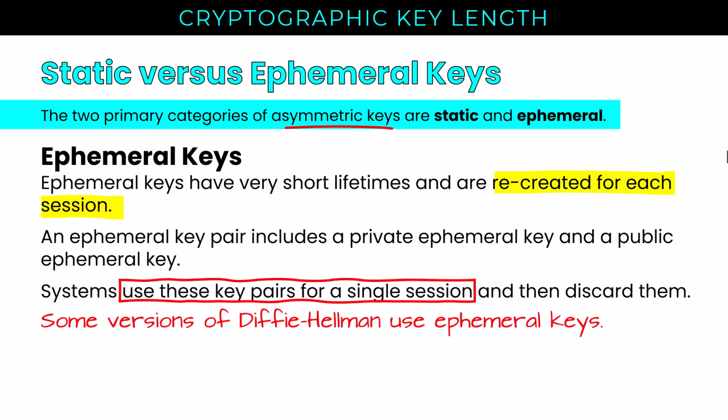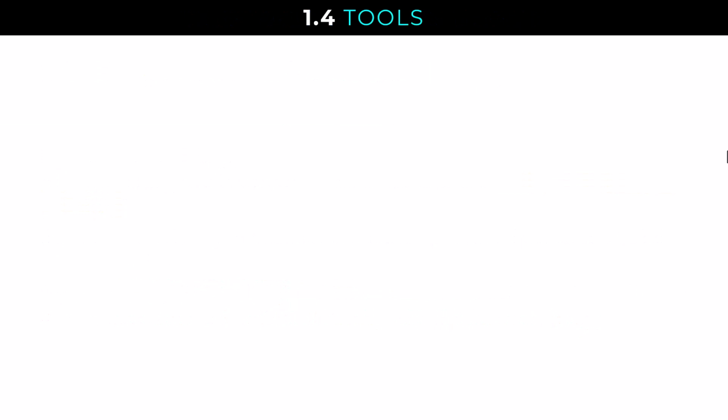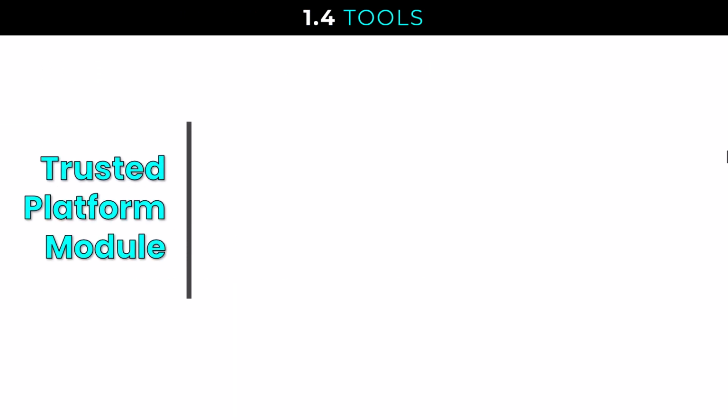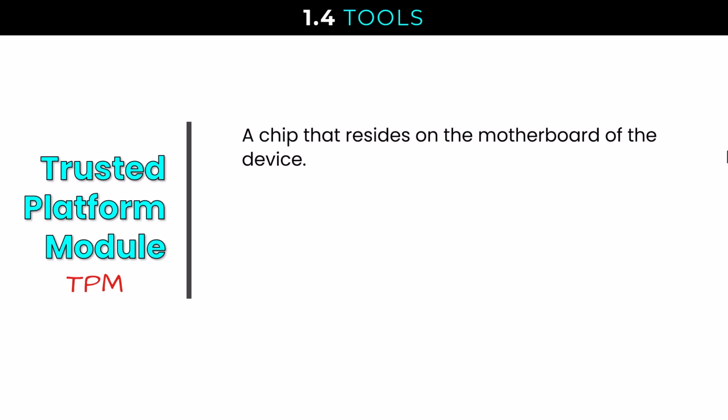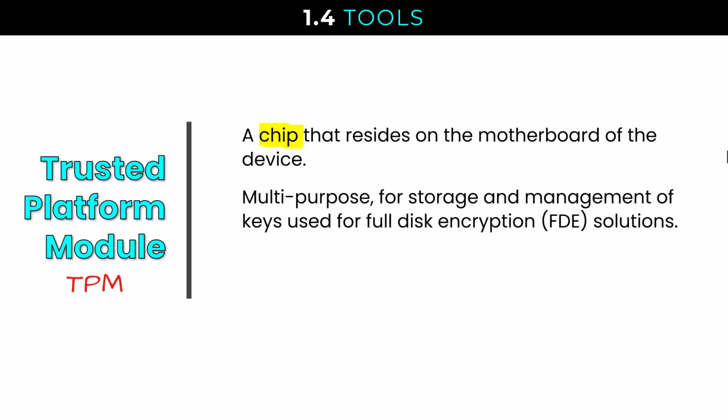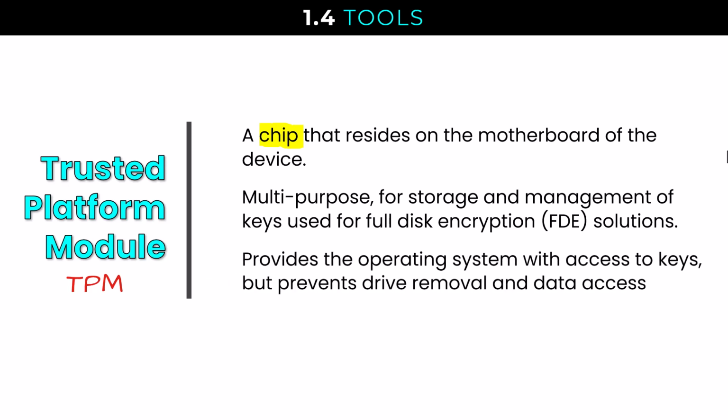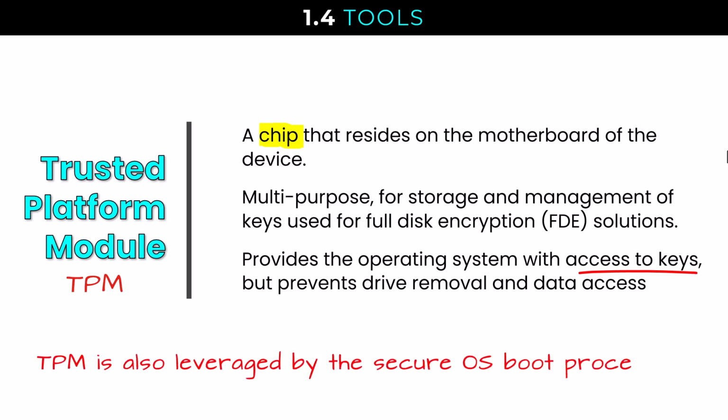Now we're going to step into the tools section of 1.4 from the syllabus, and here we have the Trusted Platform Module, or TPM. This is a chip that resides on the motherboard of the device. It's multi-purpose. For example, for storage and management of keys used for full disk encryption solutions. It provides the operating system with access to keys, but prevents drive removal and data access. In addition to full disk encryption, TPM is also leveraged by the secure OS boot process.